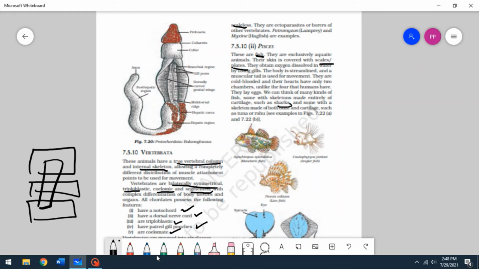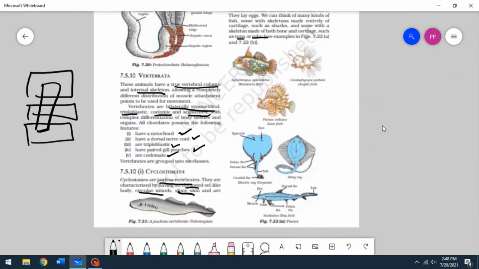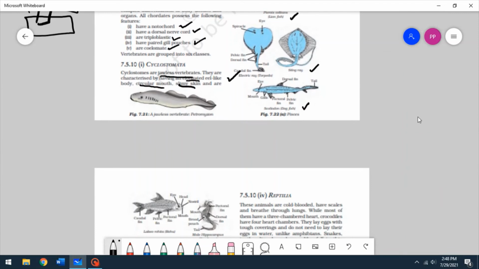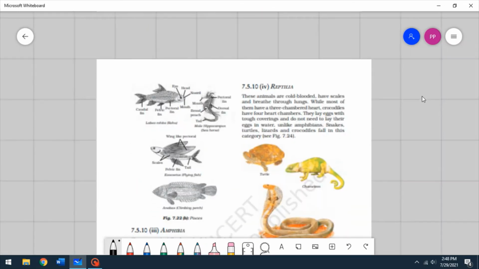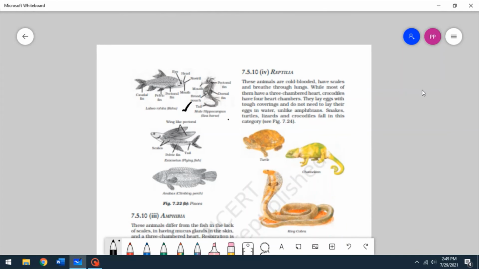Like sharks have just cartilage in their skeleton, and some have a skeleton made of both bone and cartilage, like tuna fish or rohu. So there are many examples of fish: the electric fish, the dogfish, catfish, all of that. This is the mandarin fish, anglerfish, lionfish, electric ray, stingray, dogfish. They're all examples of fish. And then more examples of fish like rohu, seahorse, a flying fish, climbing perch. They're all examples of fish.